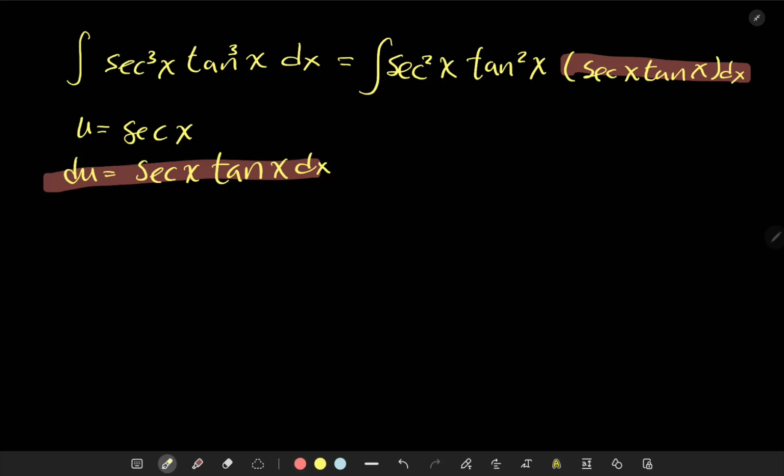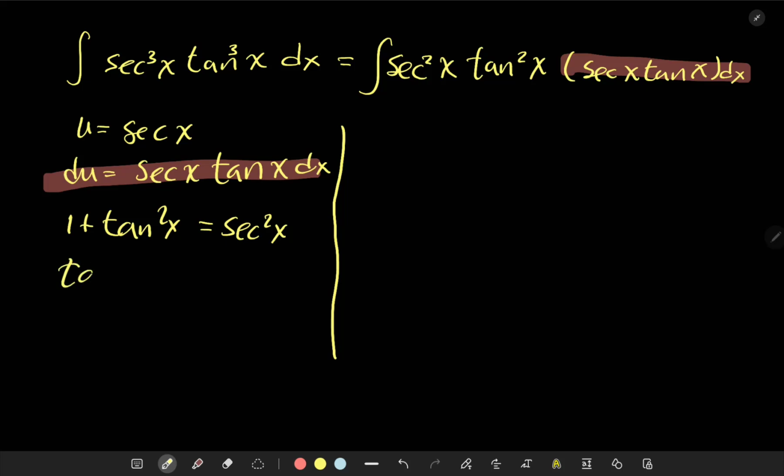So I'm looking for a secant substitution there. Notice the first term is going to be easy, but then you remember that 1 plus tangent squared, as we did before, equals secant squared. And then you solve for tangent squared: tangent squared equals secant squared minus 1. So I can plug in the secant squared.